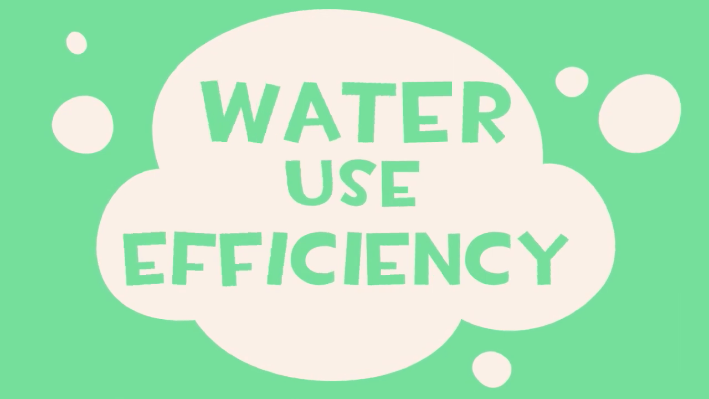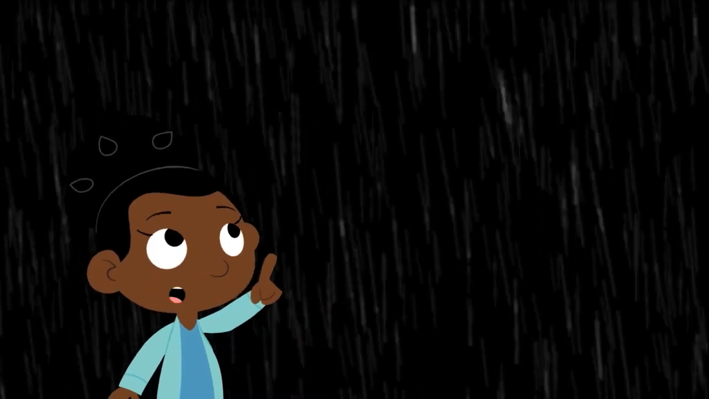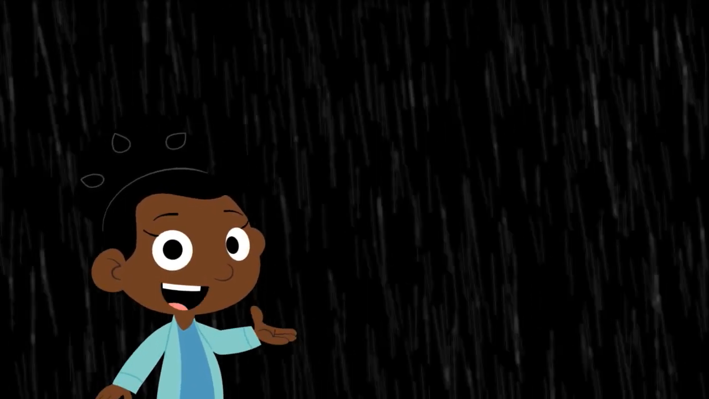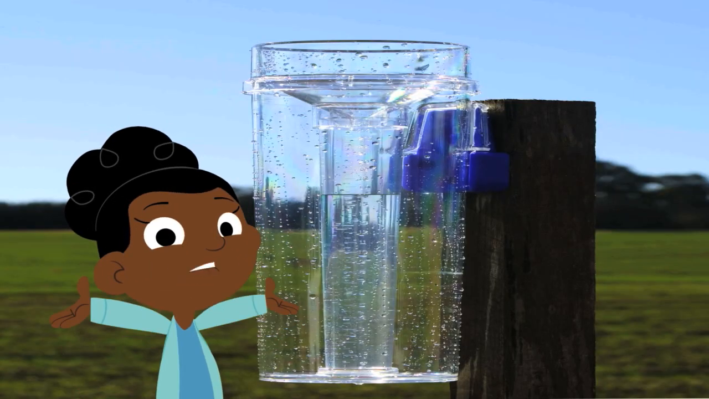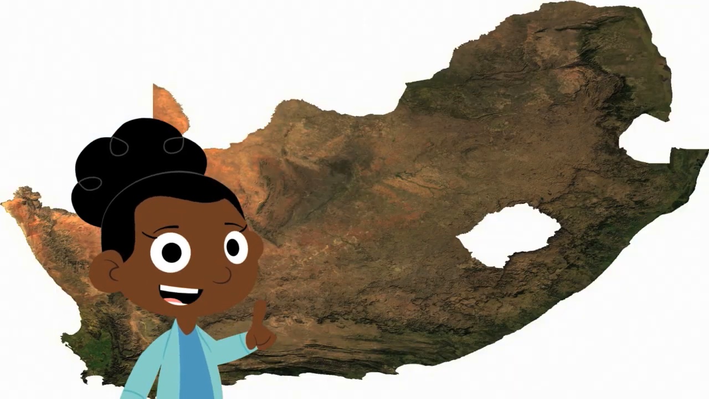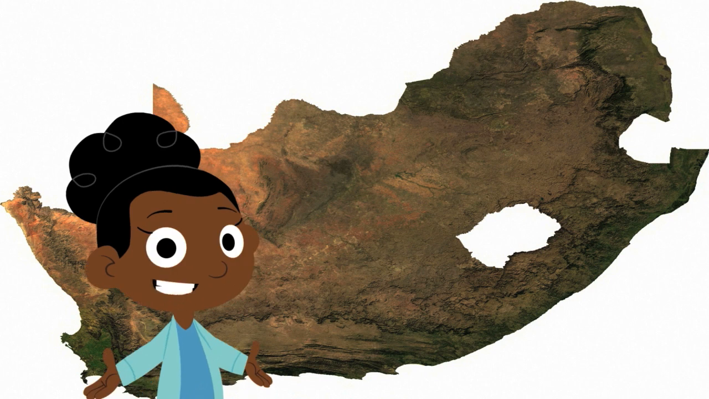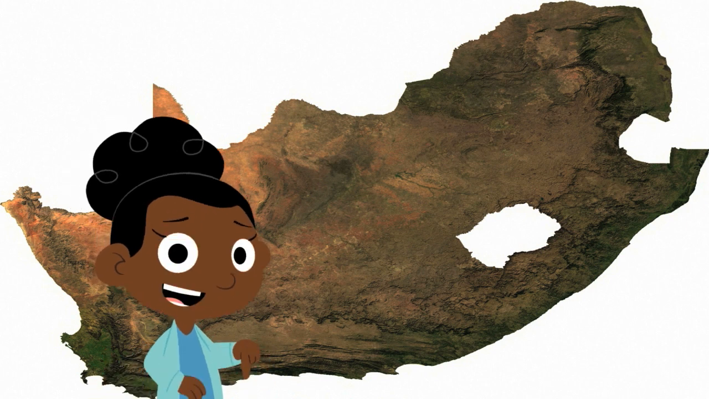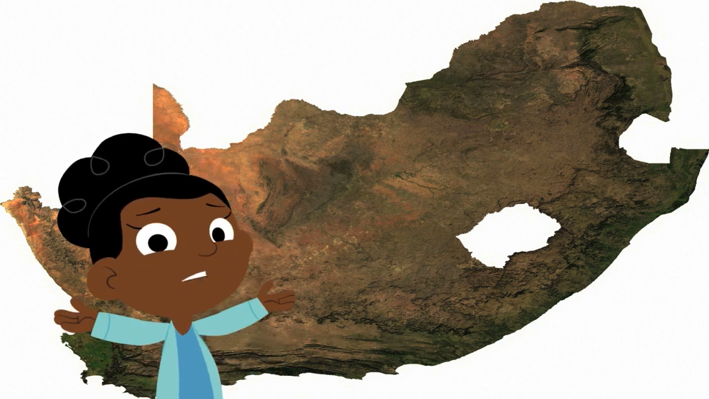Water use efficiency. The amount of rain we get is called rainfall. Rainfall is measured in millimeters. The world has an overall rainfall of 985 millimeters per year. South Africa only gets 492 millimeters of rain every year, which is half as much as most of the earth.